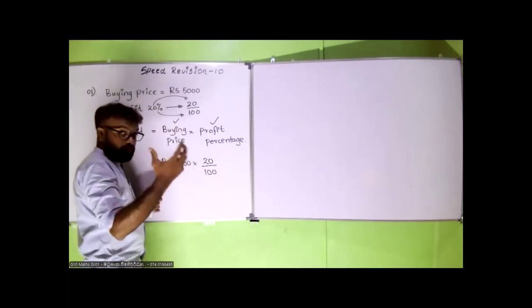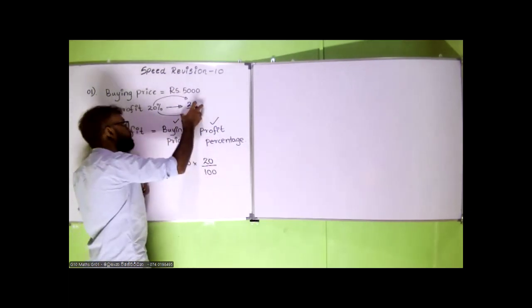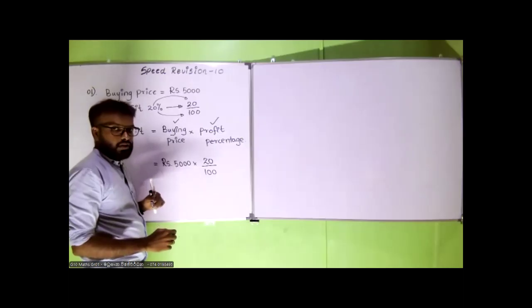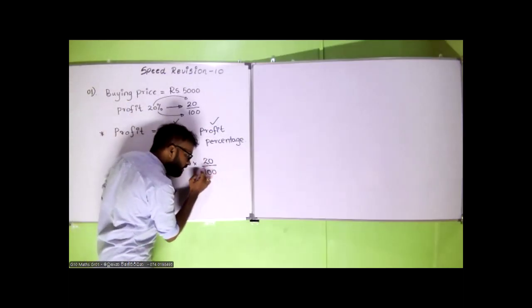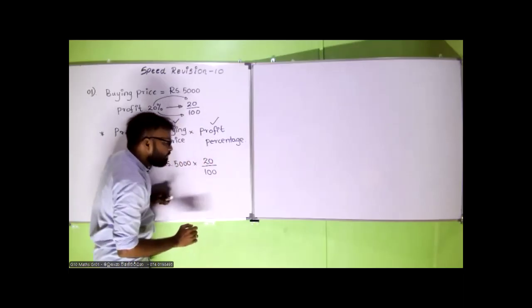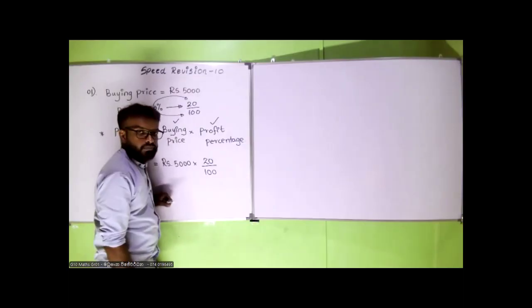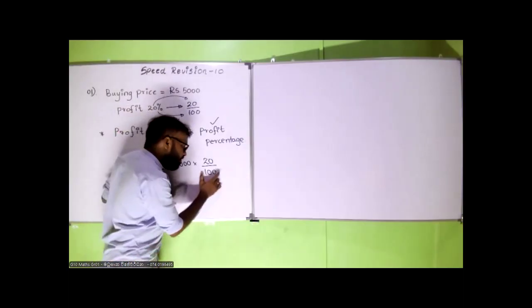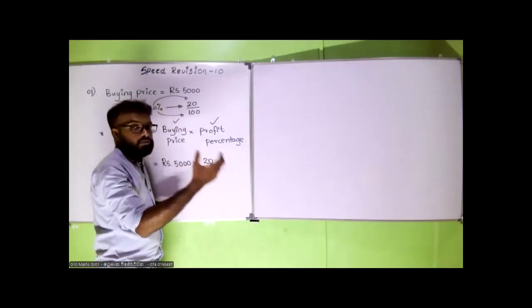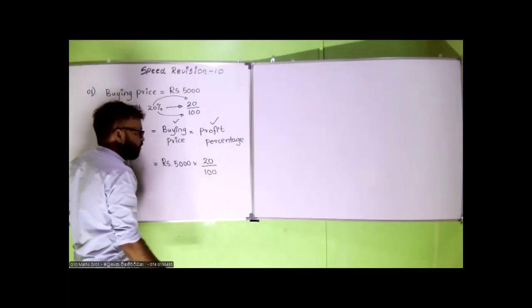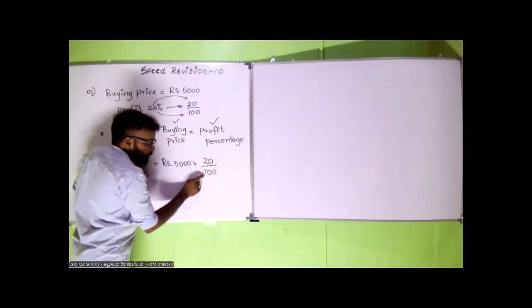In another word, the meaning of 20%, which is your profit percentage, is that for each and every 100 rupees, you are going to keep 20 rupees with you. For every 100 rupees, you are keeping 20 rupees with you. So 20 per 100.